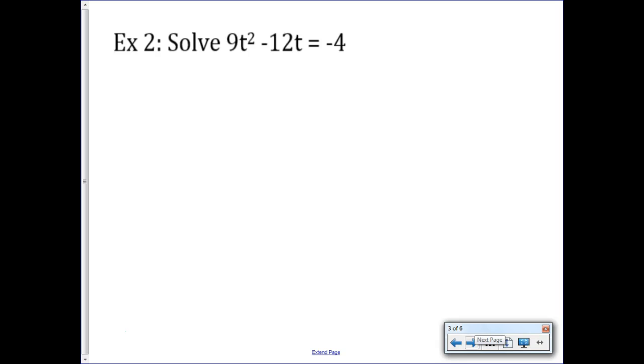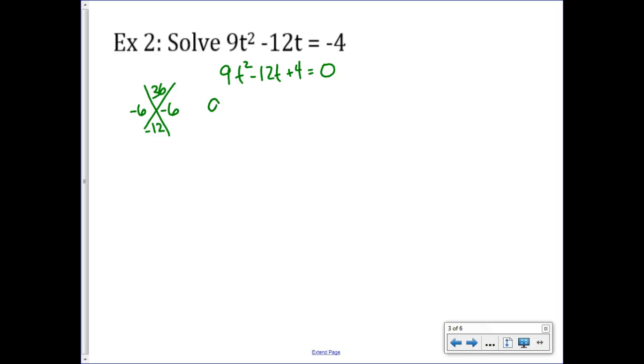So 9t squared minus 12t equals negative 4. Well, I'm going to move everything over. So I have 9t squared minus 12t plus 4 equals 0. Quick check, do they have a greatest common factor? So 9, 12, and 4. Can I take anything out of there? No, not really. So 9 and 4 gives me 36, and I want something that will multiply to 36 and add to negative 12. That would be a negative 6 and a negative 6.